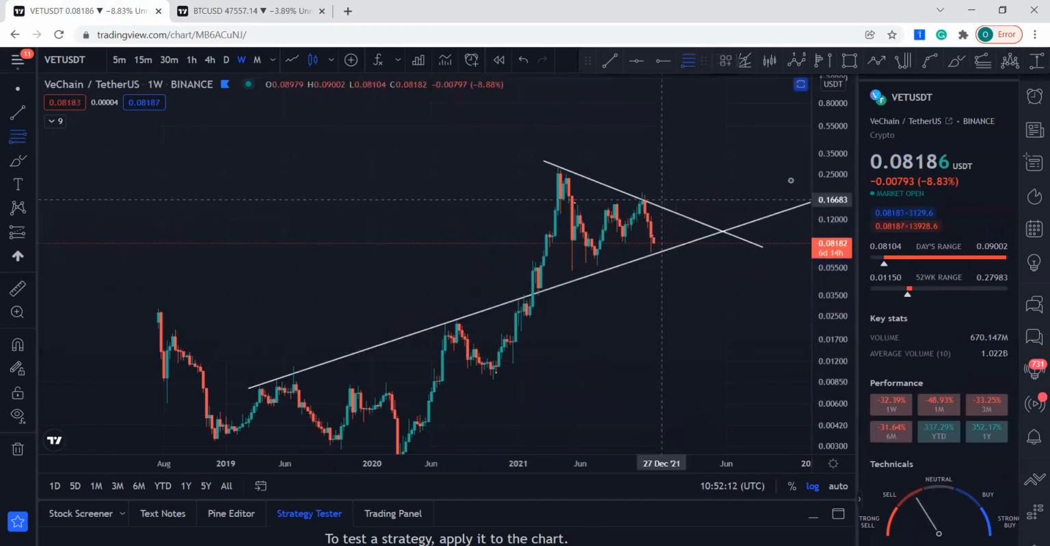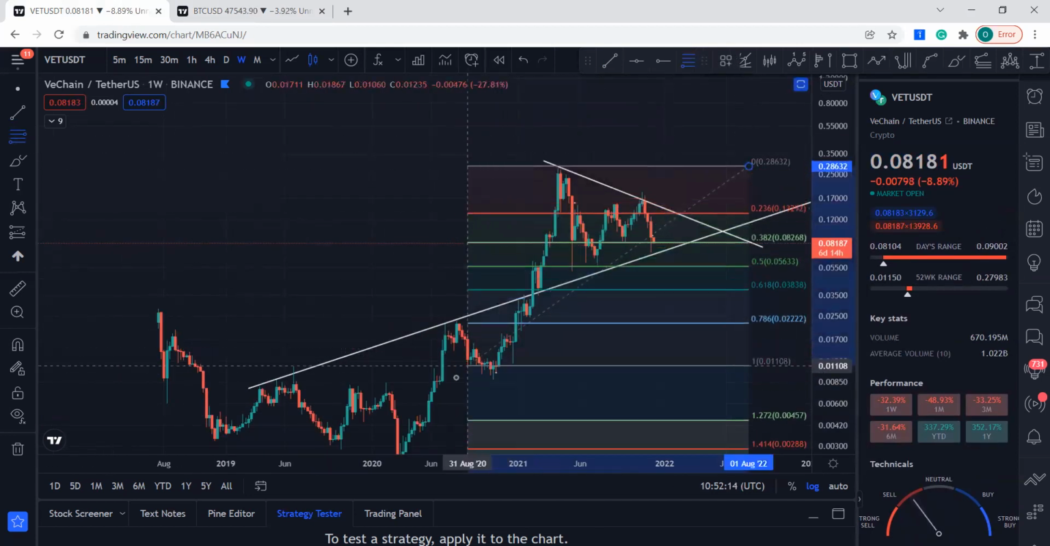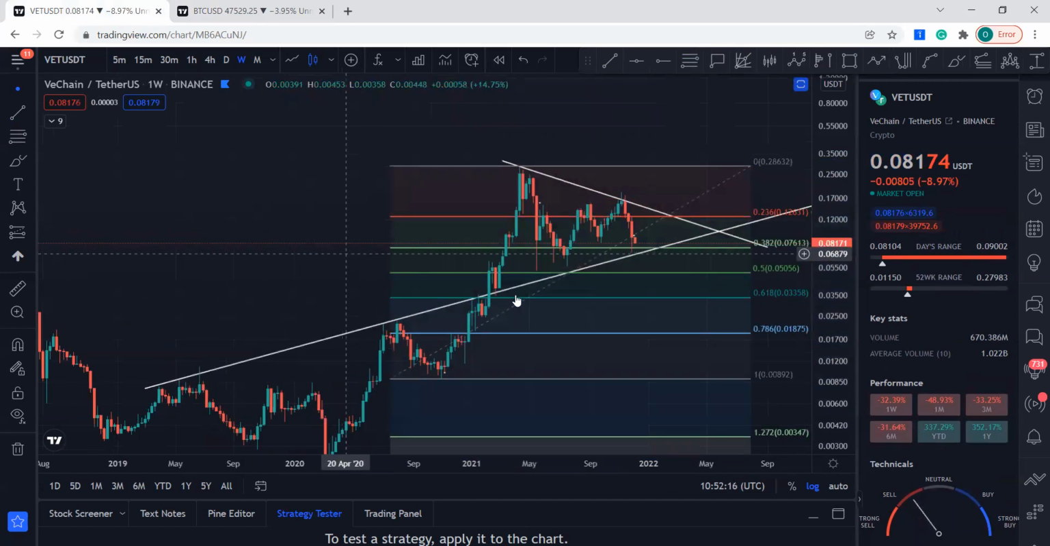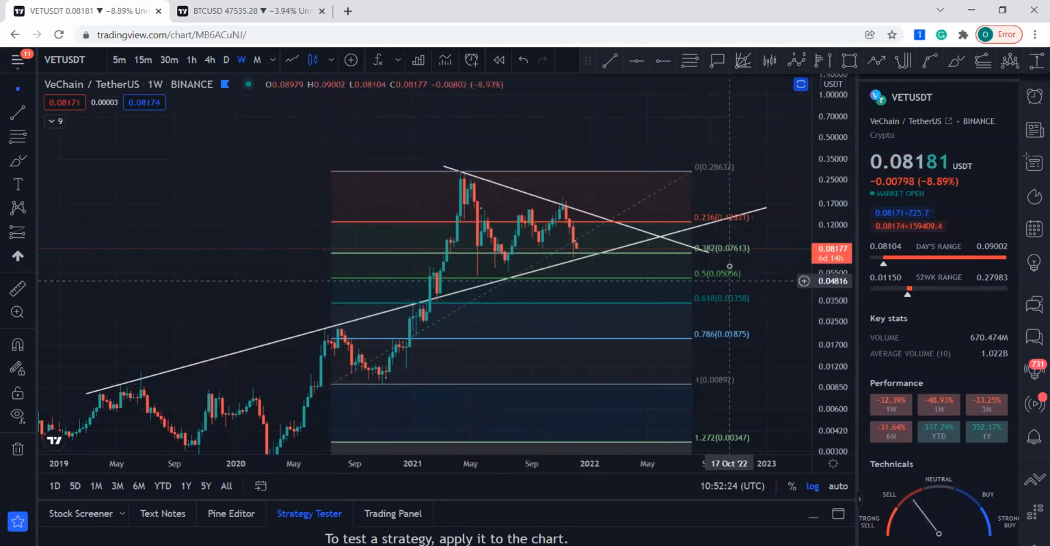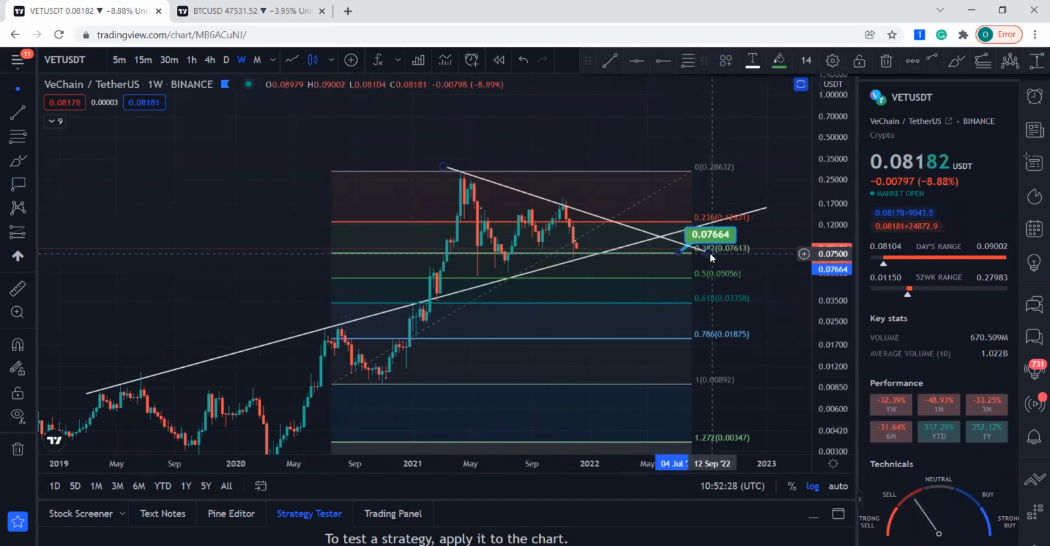Now we can take our Fibonacci and just measure this move. If we just measure it, you can see it's coming to the 0.382 level, which sits at 0.787613. We can just mark this right over here. It's coming over there right now. Maybe it can come here, find its bottom, and then try to move up.